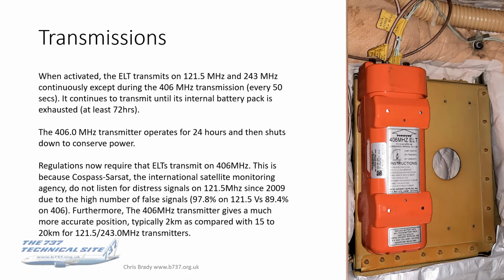Now the 406 transmitter does give a much more accurate position, typically say 2 kilometers, compared to anywhere between 15 and 20 kilometers for the 1215 and 243 meg transmitters. So 406 is the way forward. We just need to improve battery life to get them able to transmit for longer.